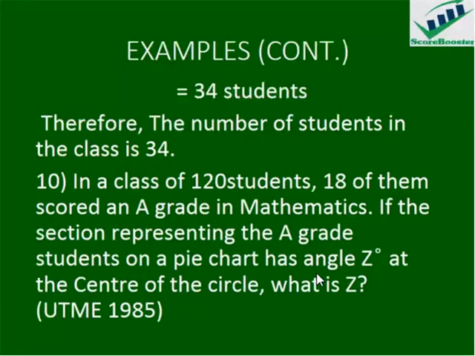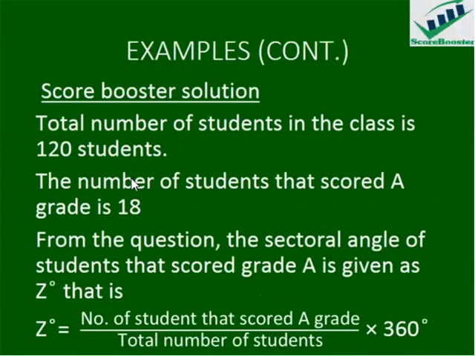So now we move to the score booster solution. From the question, the total number of students in the class is 120. The number of students that scored A grade from the question is 18. So now, from the question, the sectoral angle of students that scored grade A is given as Z degrees. So we know that Z degrees is the sectoral angle, and the formula for sectoral angle is number of students that scored A grade over total number of students times 360 degrees.